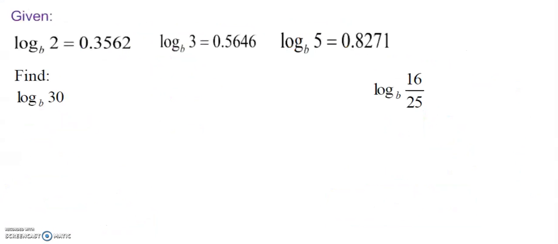All right, this next one is a very similar concept, except now instead of using 4 and 5, you get to break up these numbers into 2, 3, and 5. So think about if you can rewrite the number 30 in terms of 2s, 3s, and 5s. Think about if you can rewrite 16 and 25, or 16 25ths, in terms of 2s and 5s. So go ahead and pause your video and start with that part of it.